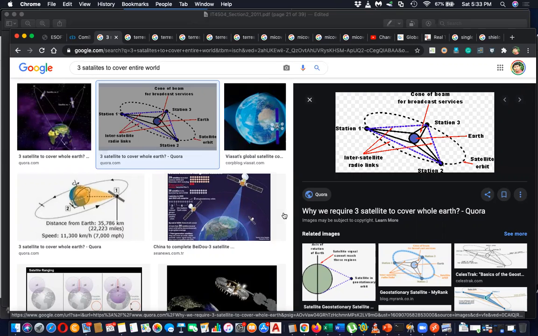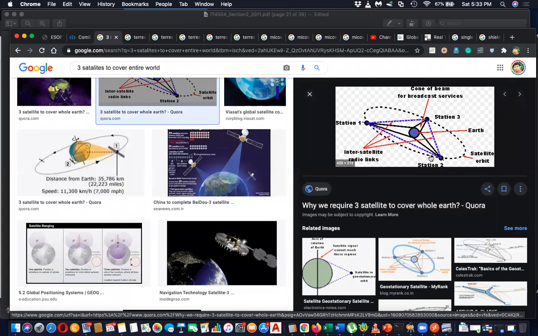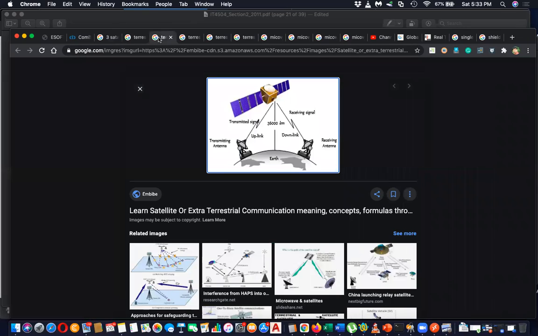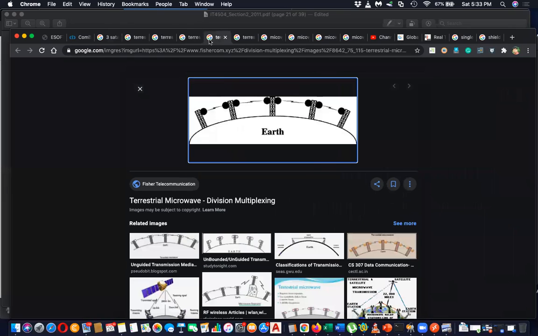Right? Okay. So this is how basically it's covered using satellite microwave. And this is also satellite microwave. So for uplink and downlink, can use this kind of thing. And again, this is terrestrial.